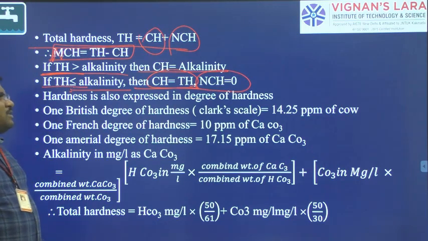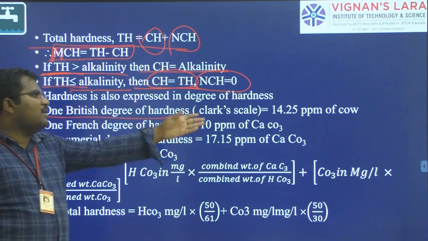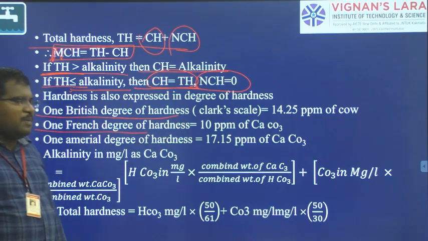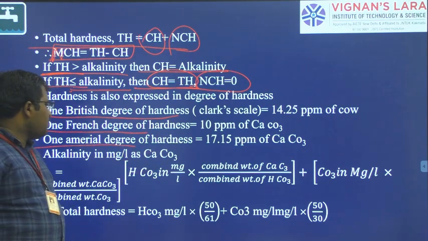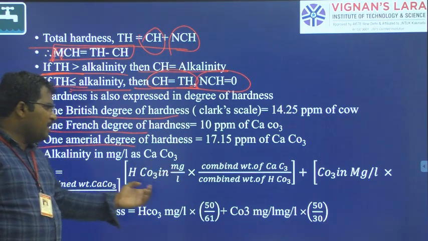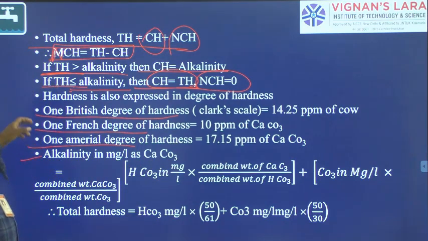Hardness is also expressed in terms of degrees of hardness. One British degree of hardness equals 14.25 ppm. One French degree equals 10 ppm. One American degree equals 17.15 ppm. Then alkalinity in mg per liter will be given by the equation we discussed previously.